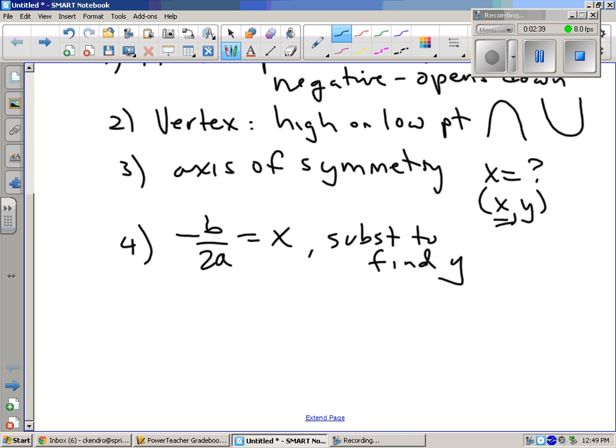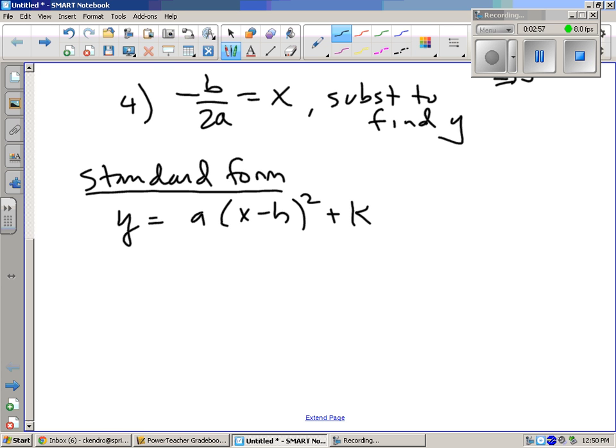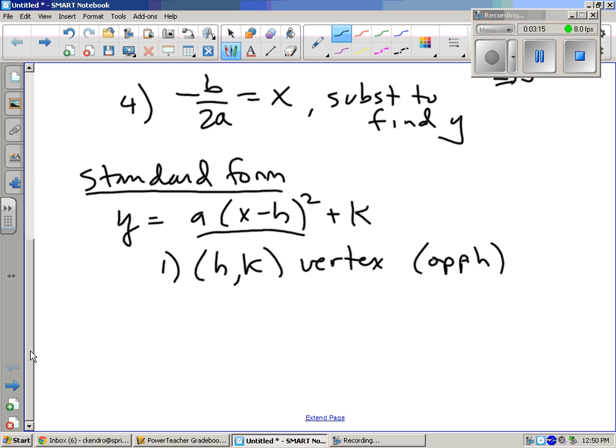Okay, now let's write down the standard form. Standard form is nice because it gives you the vertex without having to work for it. So it's y equals a(x minus h) squared plus k. If you were to FOIL this out and work it out, it would turn into the general form. But in this form, it's kind of nice because h and k is the vertex. Okay, and remember it's the opposite of h because of that minus sign right there. So if it's negative 3 in there, it's really 3 as the vertex.